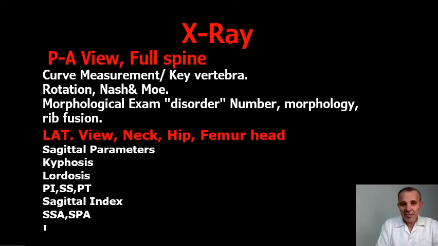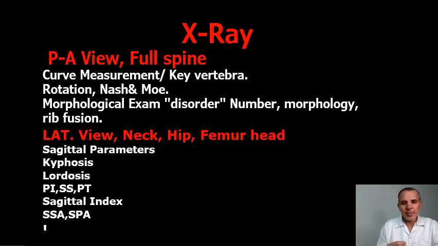On the PA view, the full spine, we obtain curve measurements and the key vertebrae. When I say the key vertebra, I mean the apical vertebra, the most inclined level on certain vertebra, and the rotation on the particular vertebra. Those are the key vertebrae that we can determine by the PA view on the X-ray. Of course, on the rotation, we use the Nash and Moe.